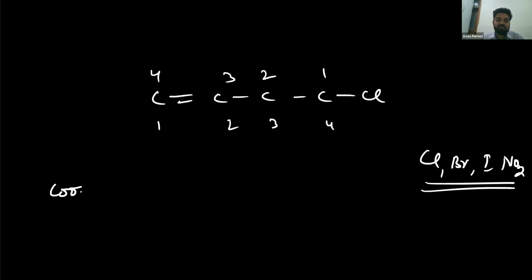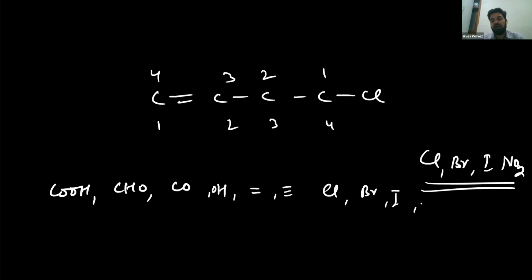So the preference order after the main functional group is: COOH, CHO, then ketone, then alcohol, then double bond, triple bond, and then chloro, bromo, iodo, and nitro. So numbering should be given preference. We will not do 1, 2, 3, 4. If we do it like this, chlorine will get the first number and the third number will be given to the double bond. So we will do it the other way: the first number will be given to this carbon with the double bond, and the fourth number should be given to this chloride. Got it?